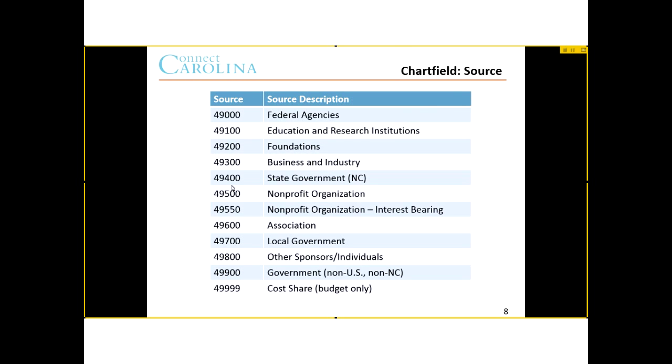The source chart field starts with a 49 for grants and shows where your money is coming from. And this also follows the sponsor type. So for example, if you have a federal sponsor, you will be using source 49000. Again, OSR assigns these source chart fields. We do have a quick reference card available for grants, fund, and source chart fields, and this is on the CC Info website.